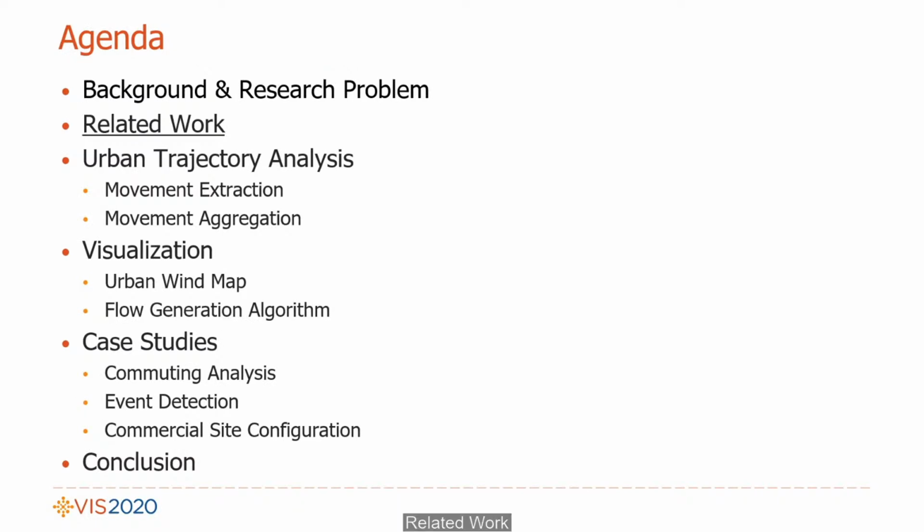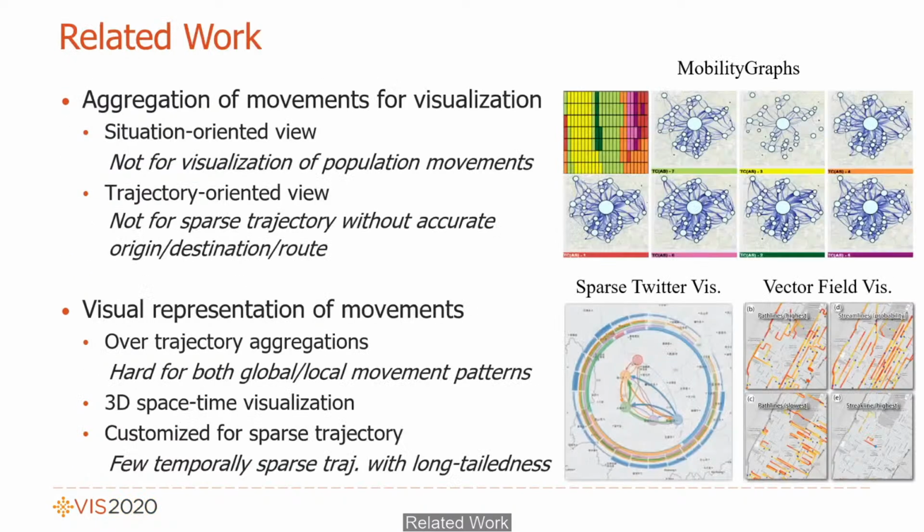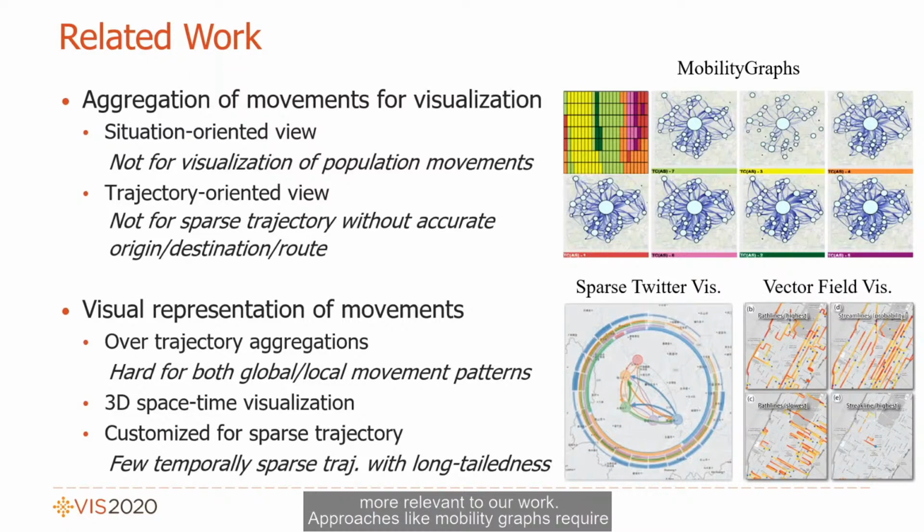Related work. In the literature, a lot has been done. In aggregating movement data for visualization, the trajectory-oriented aggregation is more relevant to our work. Approaches like mobility graphs require accurate origin-destination info on each trajectory, generally OD flows for visualization. This is only available from dense trajectories. Meanwhile, existing visual representations of massive movements are also not designed for sparse trajectories. There are indeed a few works on sparse social media trajectory visualization and sparse vector field visualization, but none of them is based on long-tail sparse trajectory data as ours.